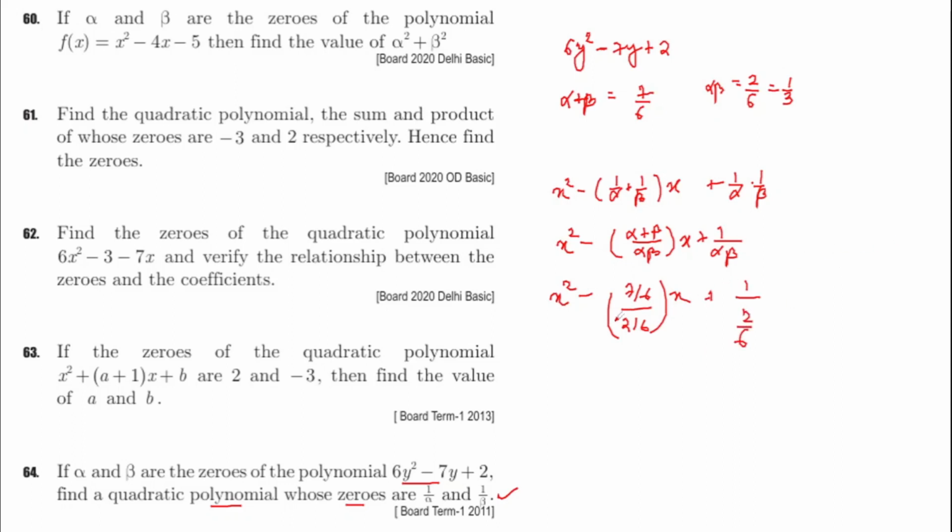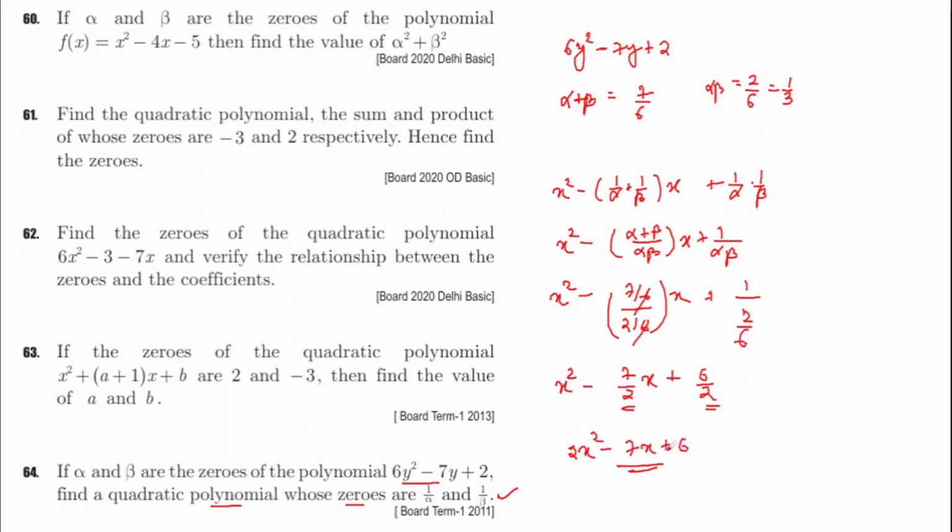Okay? Now here this 6 will get cancelled. This will be x square minus 7 by 2 x, and the reciprocal is 6 by 2. Now you can clearly see that these two terms contain a denominator 2. So to eliminate this, we have to multiply this entire polynomial by 2. So we have 2x square minus 7x plus 6.